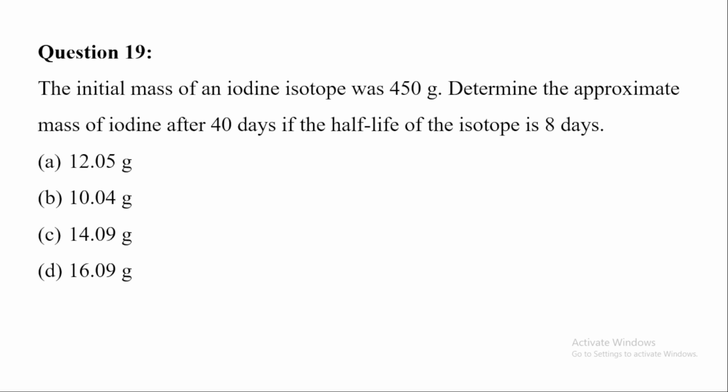We can find the value of lambda if T half is given. Yes, from T half we will find the value of lambda. So lambda will be 0.693 divided by t half, that is 0.693 divided by 8. Now we have got the lambda. What do we have to calculate next? We have the initial mass of iodine as 450 grams. We have to find the final mass of iodine.